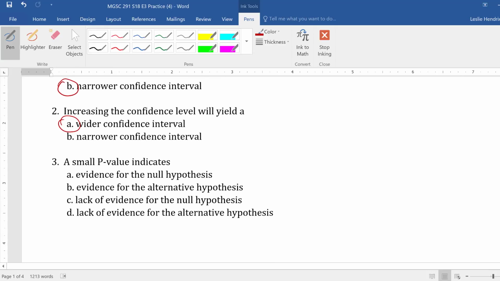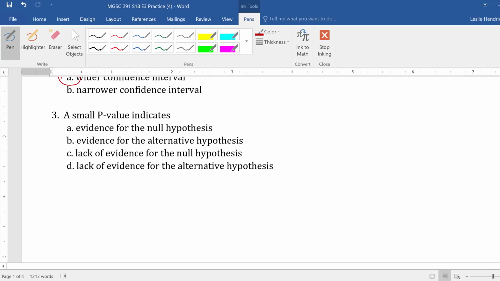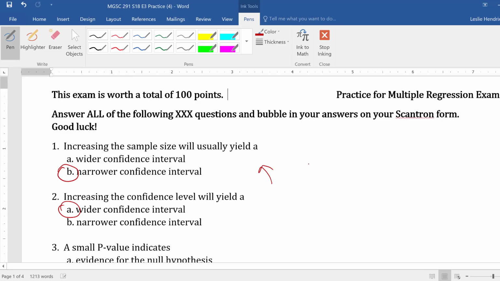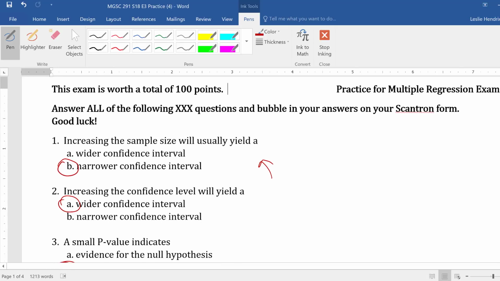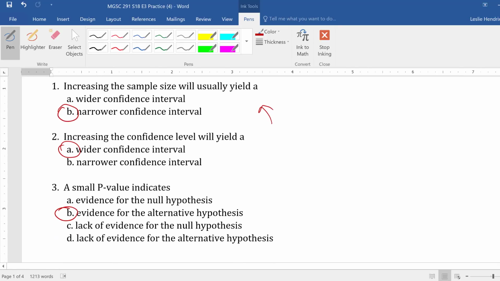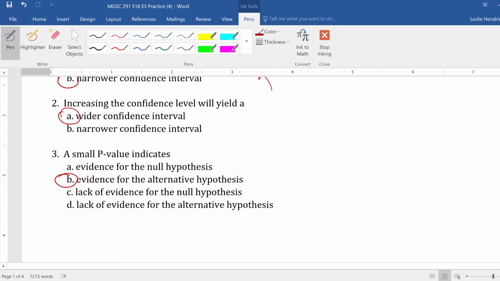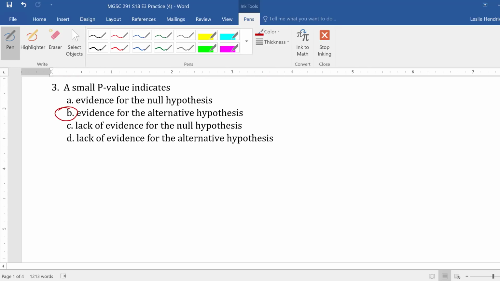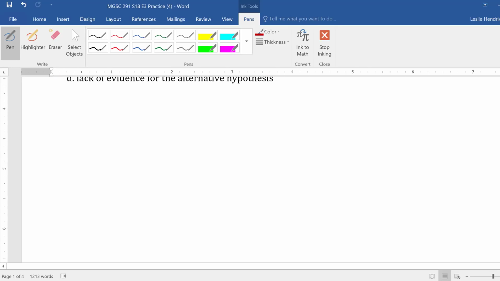A small p-value indicates what? That indicates evidence for the alternative hypothesis. If you had a large p-value, that would be lack of evidence for the alternative hypothesis. Which two answer choices are never the correct answer? A and C are never the correct answer. All right, so you either have a small p-value, which is evidence for the alternative, or a large p-value, which is lack of evidence for the alternative. Hopefully you're getting really good at those kind of questions at this point in the semester.